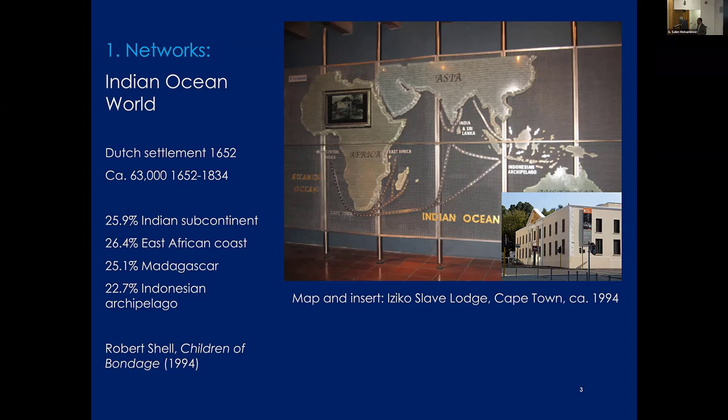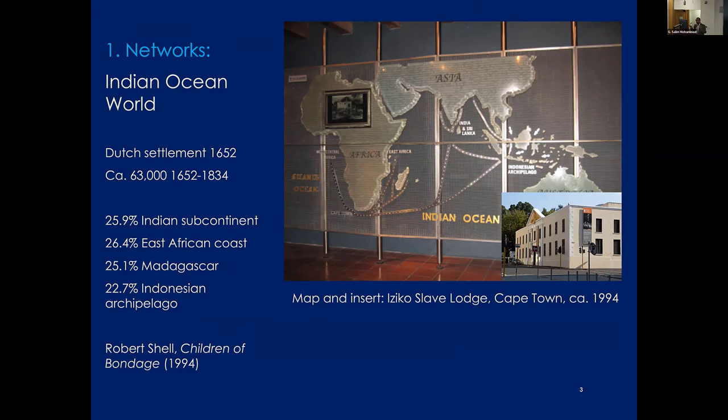The Dutch did not have good relations with the indigenous Khoi people, and as a result, as the settlement expanded, they realized the need to bring labor from their other colonies throughout the Indian Ocean world. As a result, the largest labor force within the Dutch Cape came from the Indian Ocean world. So when I talk about networks within this, I'm talking about the Indian Ocean world.